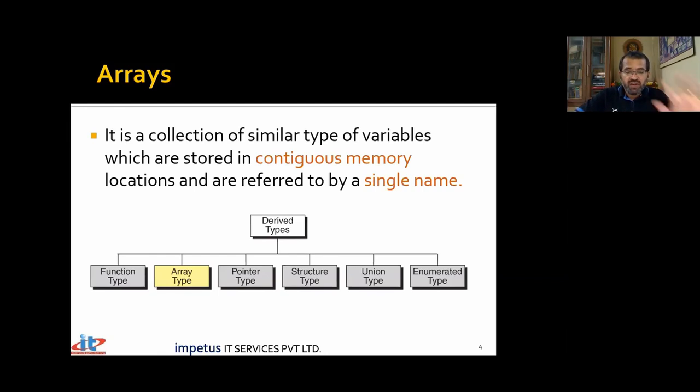Beyond that, if I define 5 variables, I cannot have those 5 variables having the same name. Each variable has to be given a different name. But I want to have a group of variables, and the entire group of variables has to be referred to by only a single name. If this is what you plan to do, you have the concept of arrays. So it's a collection of similar type of variables. All variables are of the same type. It's a homogeneous collection.